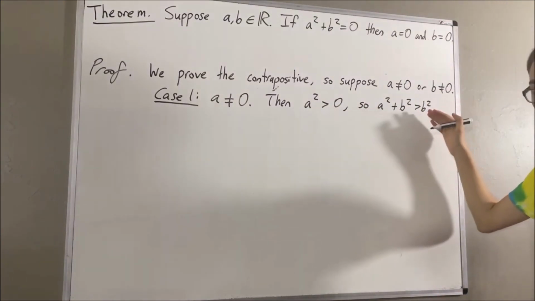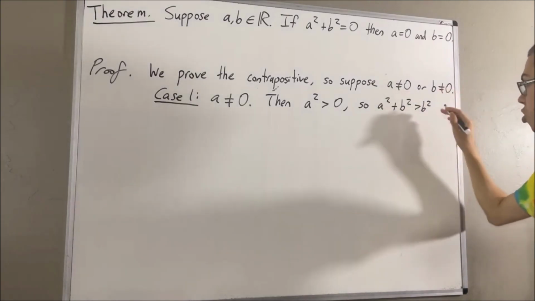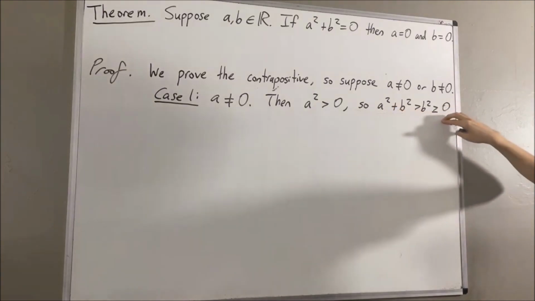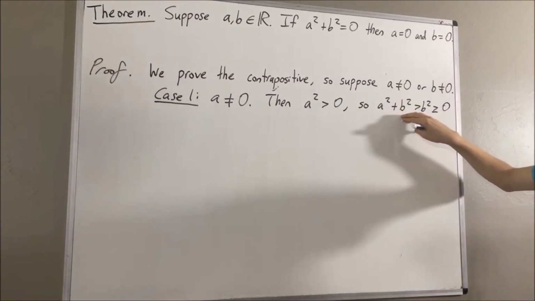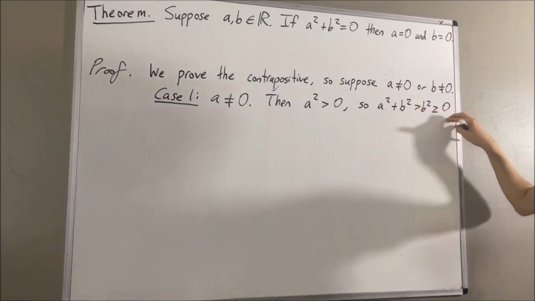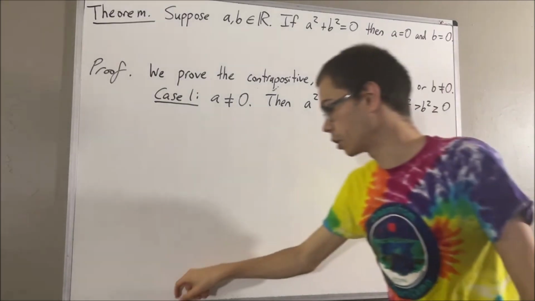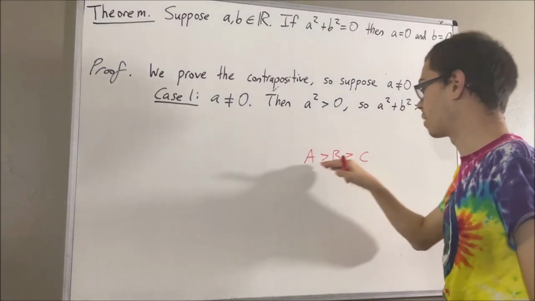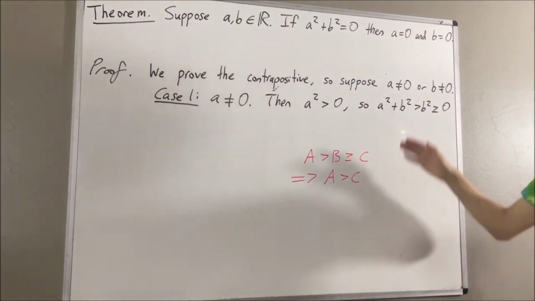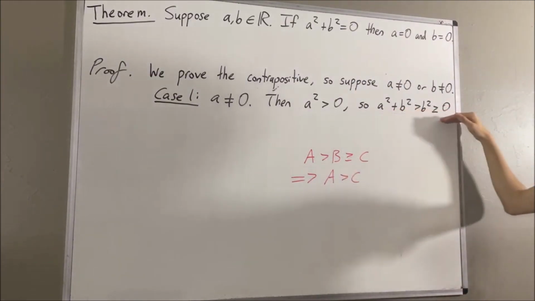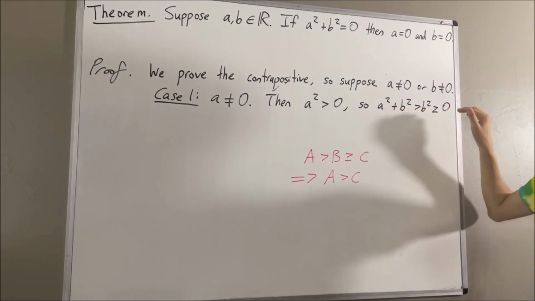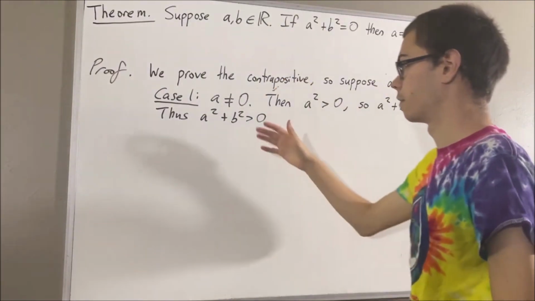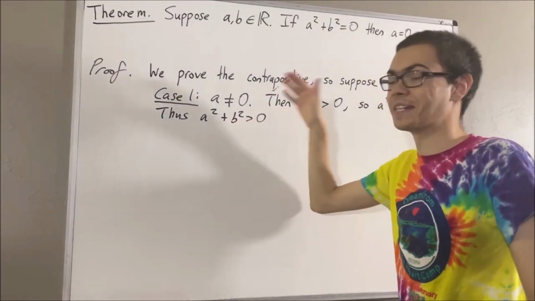And any real number squared is greater than or equal to 0, so b squared is greater than or equal to 0. And this chain of inequalities tells us that a squared plus b squared must be greater than 0, right? Whenever we have a chain of inequalities that looks something like this, we can conclude from this that a must be greater than c. So applying this idea to what we have here, we have that a squared plus b squared is greater than 0. And therefore, a squared plus b squared is not equal to 0.